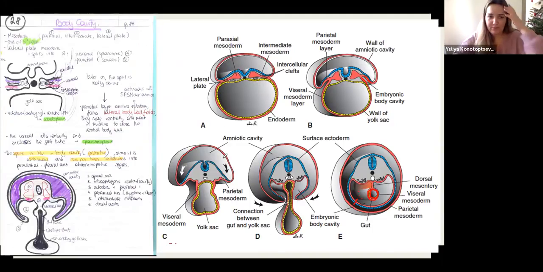Body cavity, we talked about it in embryo one. You remember that this is your somatopleure, this is your splanchnopleure, right? So ectoderm with the parietal mesoderm, visceral mesoderm with the endoderm. Which one is fusing to make a body wall? Of course, the somatopleures.